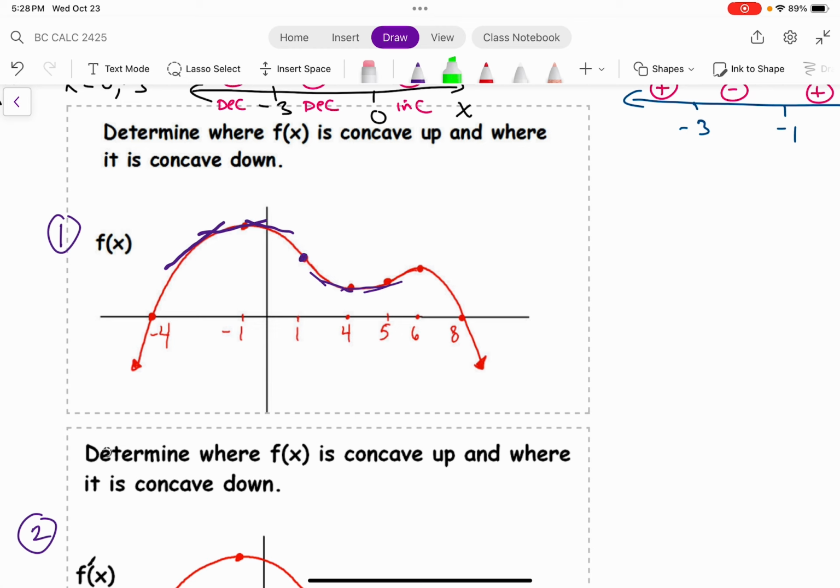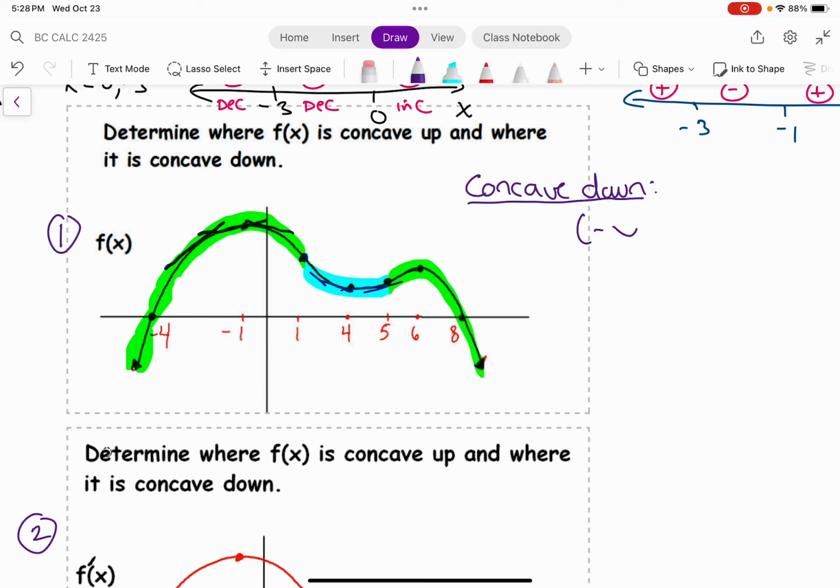So I'm gonna color code it here. Concave down would be what I'm hitting in green here, all the way till about there, and then here that would be concave down, and then concave up would be here. So we're gonna say concave down on the interval negative infinity to -4, and then from 5 to infinity, and concave up from 1 to 5.